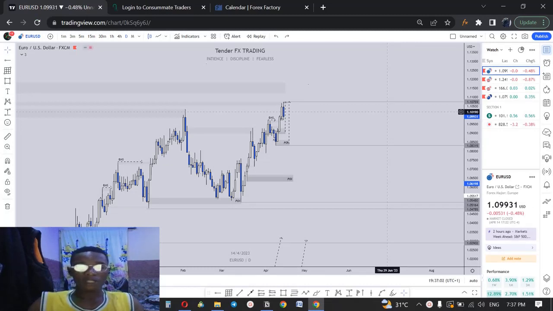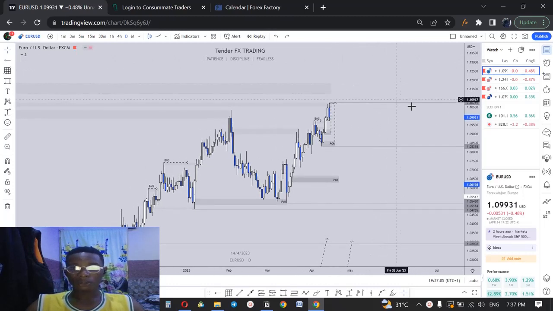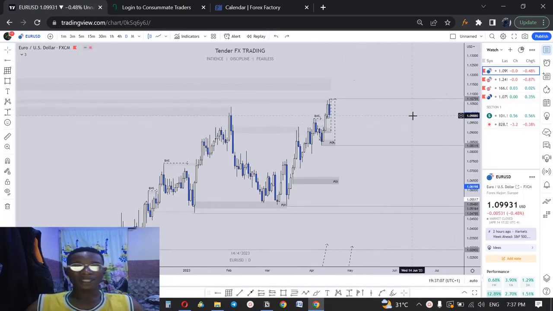So, real quick, I want to reveal to us guys what I'm looking at on EUR/USD, GBP/USD and the DXY. Basically, I don't trade DXY. I use DXY for divergence. So, without really wasting much of our time, let's get started.